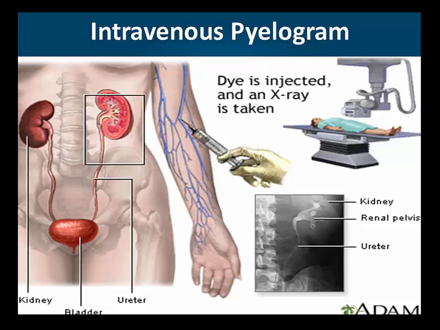The patient would not have to be catheterized prior to the IVP, only if they were unable to void. And it's important to do teaching that a warm sensation could be felt when the dye is injected. And the best way to promote excretion of the dye is fluids.